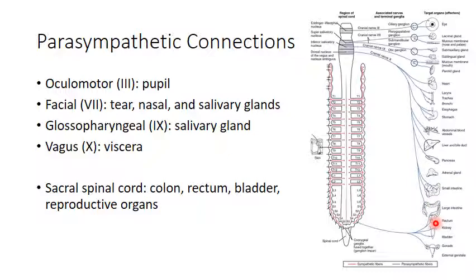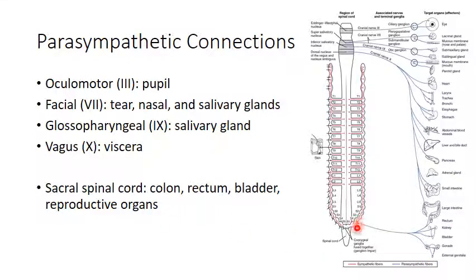Off of the sacral region of the spinal cord, we don't have nearly as much. This is a very small region, and so there's not a lot of innervation coming from here. But we do get pelvic splanchnic nerves, which go to the inferior hypogastric plexus, which will then send nerves to target organs in the rectum, the colon, the bladder, and the reproductive organs. So let me say that again because that was kind of a mouthful.